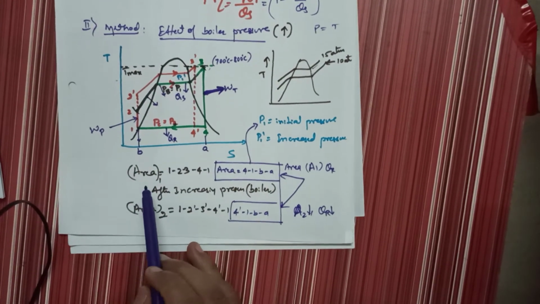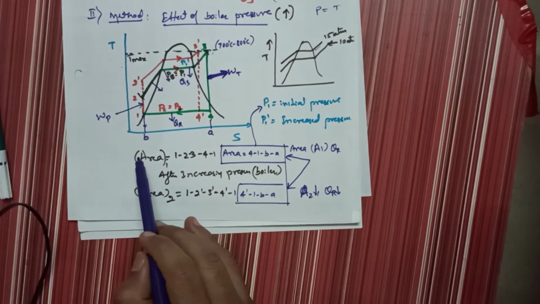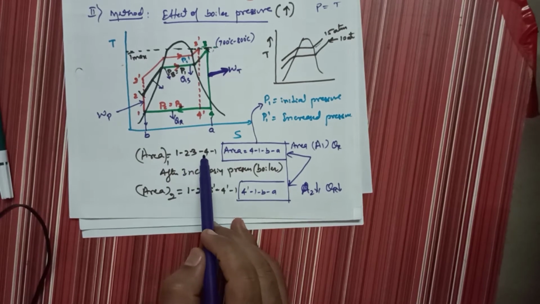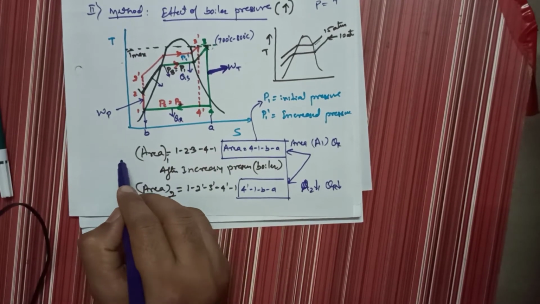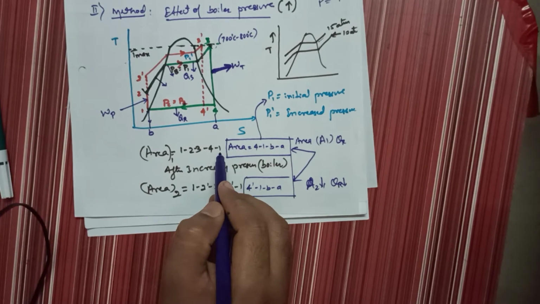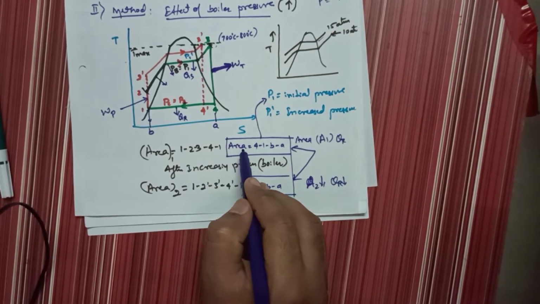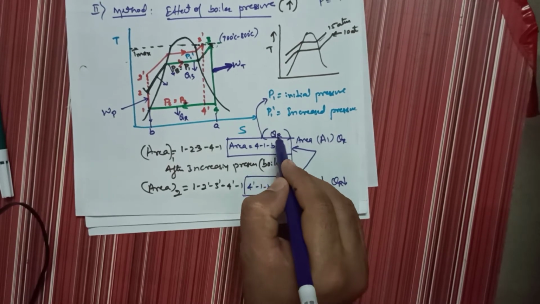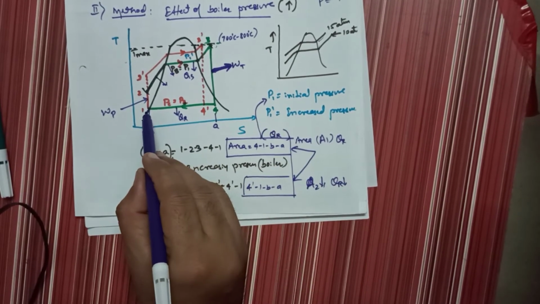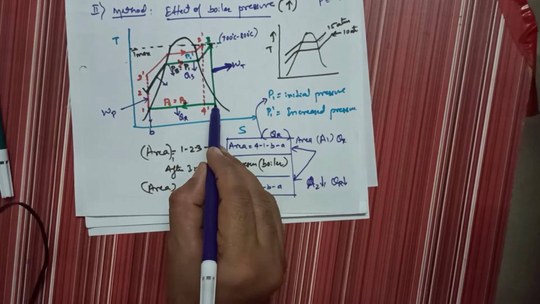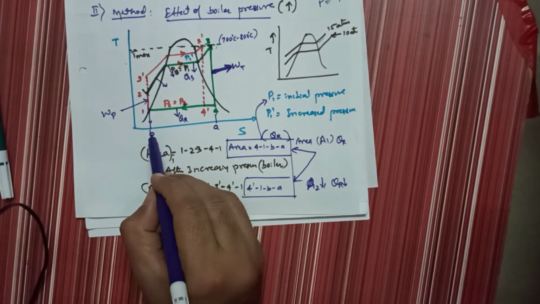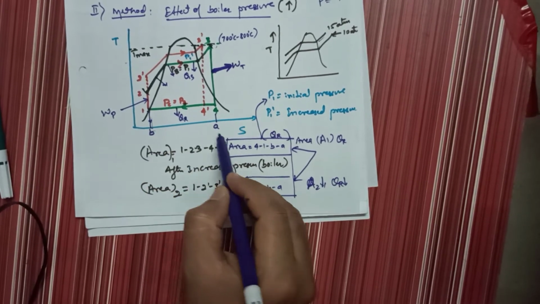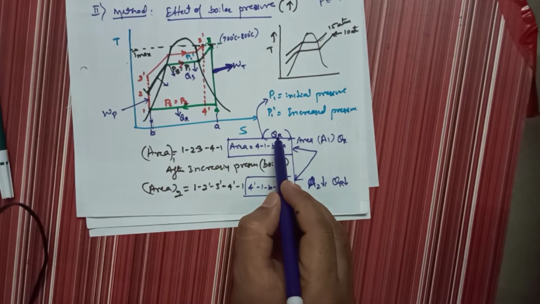I have taken the total area of the first cycle, area 1: 1, 2, 3, 4, 1. First curve, green color, 1, 2, 3, 4, 1. And this area I have taken only for heat rejection. The heat rejection area for the first cycle is 4, 1, B, A. This is the main cycle, that is rectangular. 4, 1, B, A, only heat rejected.